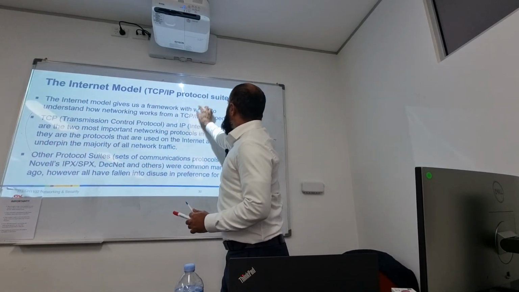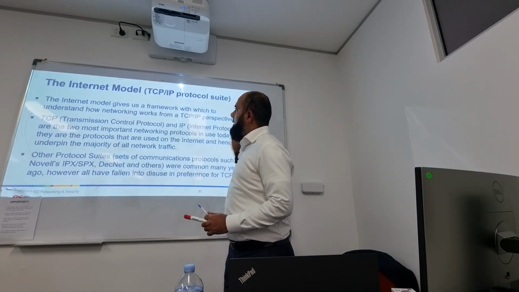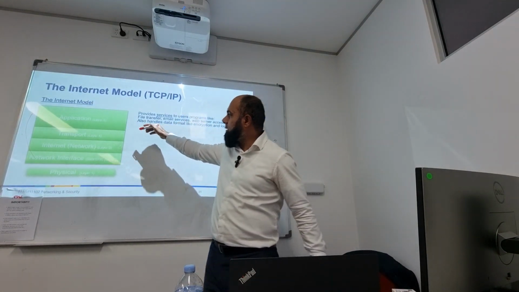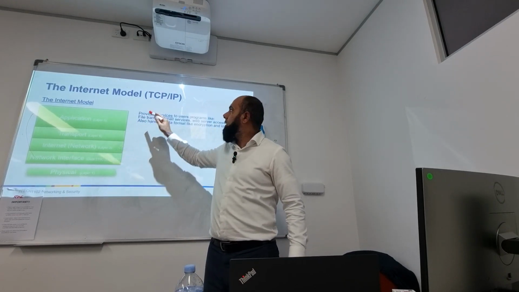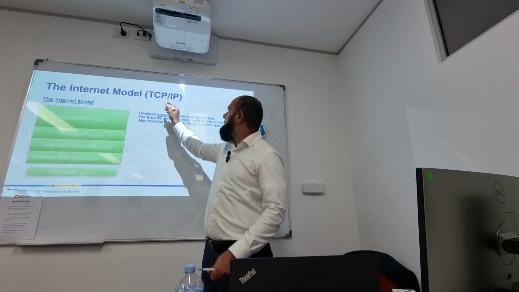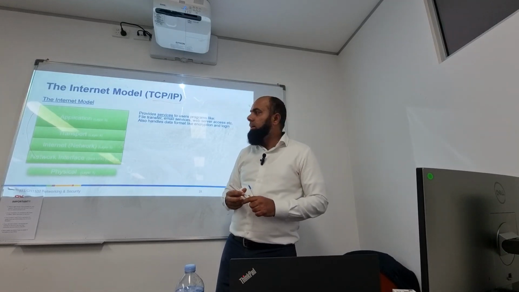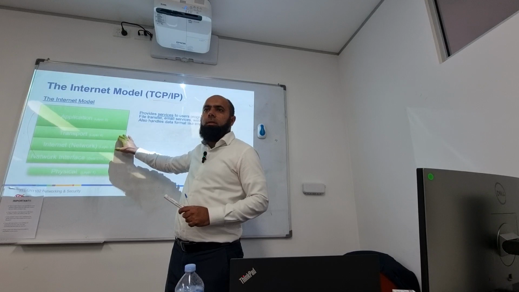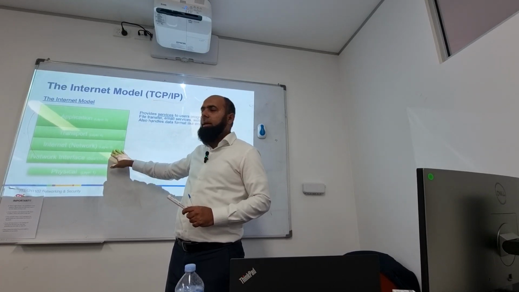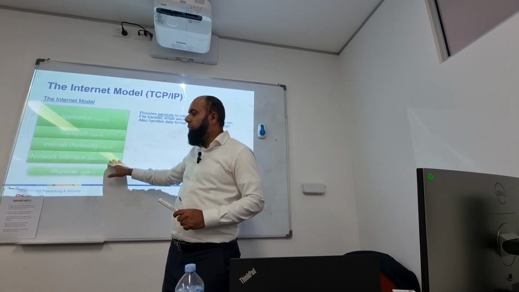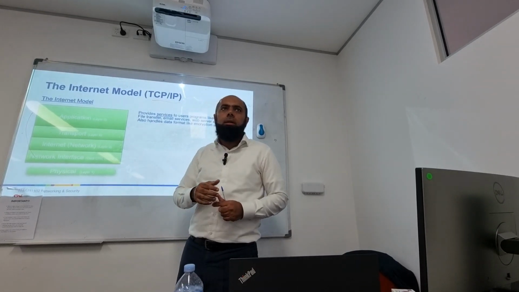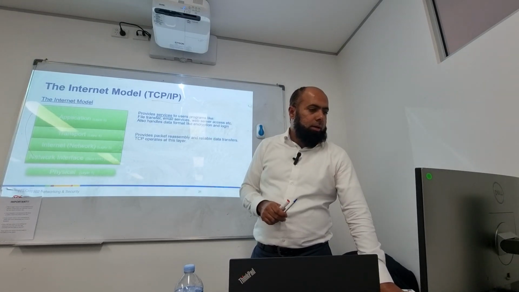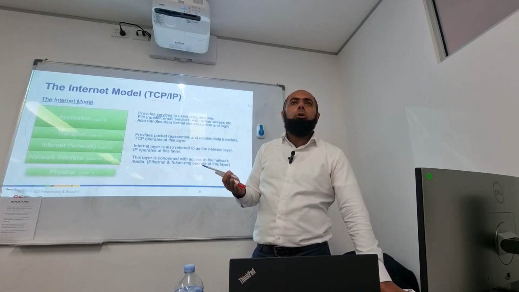So if we go from here, see, this is an internet model which has 5 layers. In the TCP/IP model, we will see what is the meaning of that later on. They have 5 layers: application, transport, internet, network interface, and physical. These 5 layers are there, and every layer has its own job.